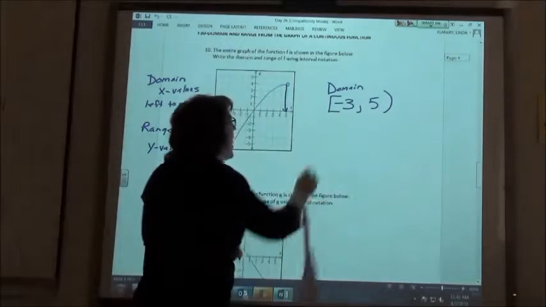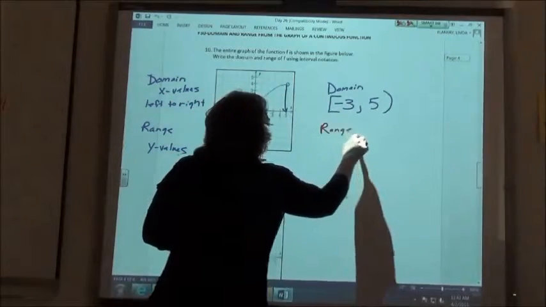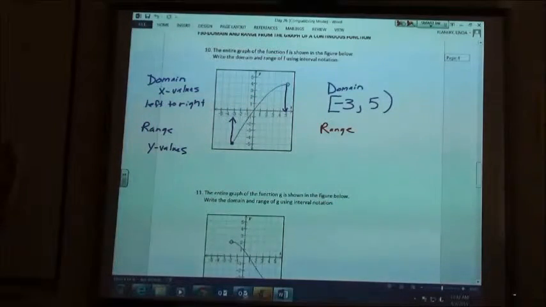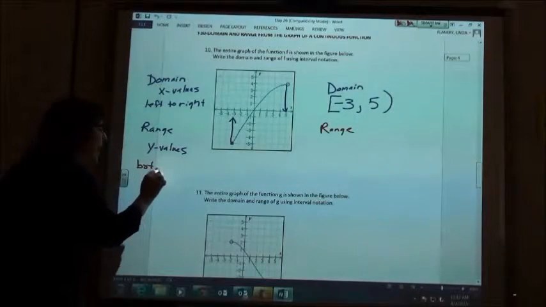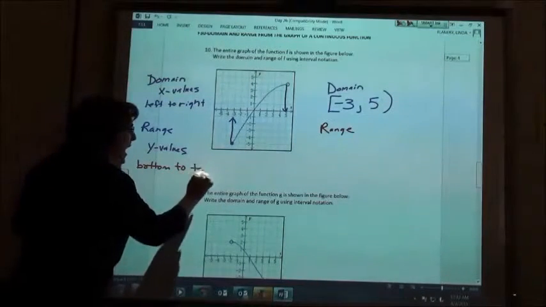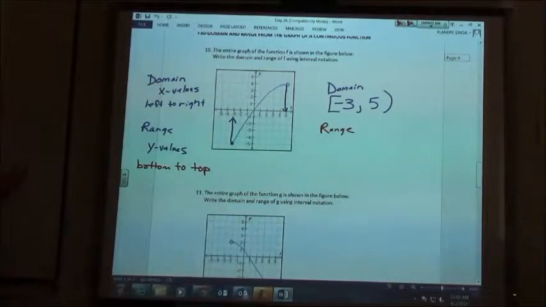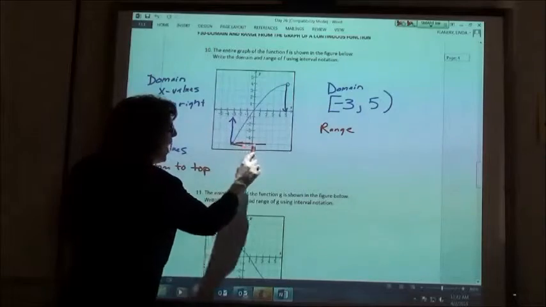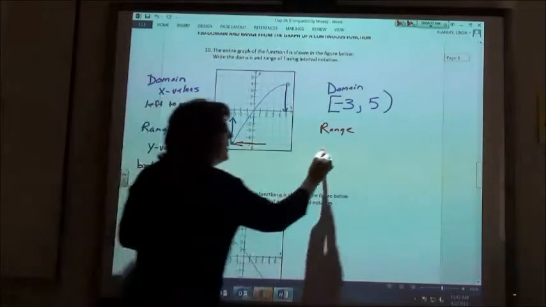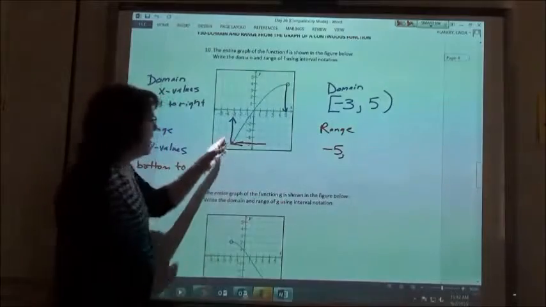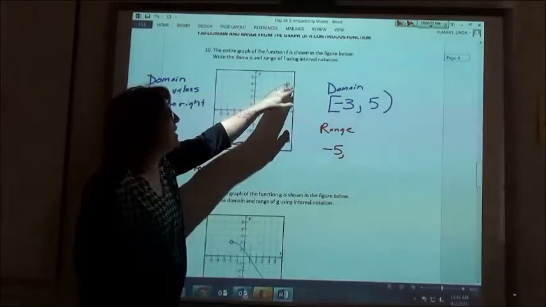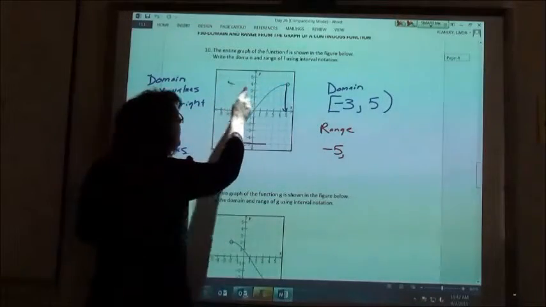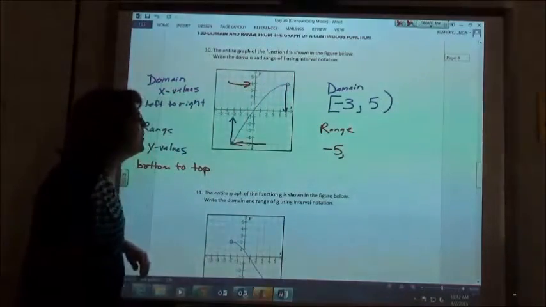The range of my graph. The range is the y values, but when I look at the range, I want to go from smallest to largest, so I think about it going bottom to top. The bottom of my graph, the very bottom point, is right here. The y value of that bottom point is -5. Again, my graph is continuous. It goes up to here. This is the very highest point on my graph. The top point of my graph has a y value of 4.